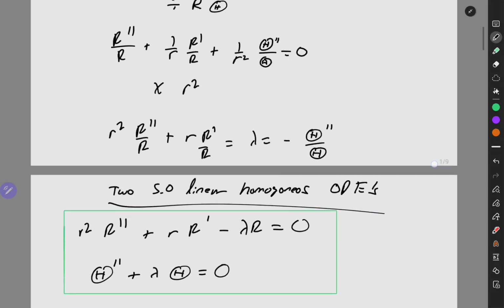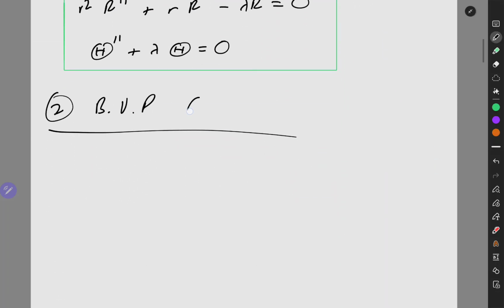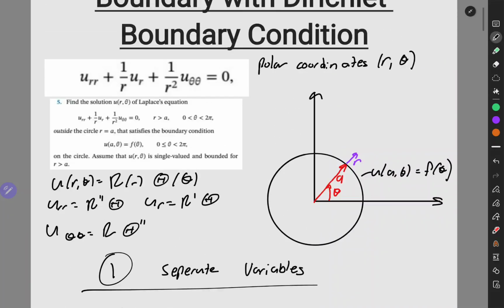So we're going to use this equation for a boundary value problem. The reason why is because we also know theta is between 0 and 2 pi. That tells us that this is a full circle, and because it's a full circle, theta has to be periodic with 2 pi.